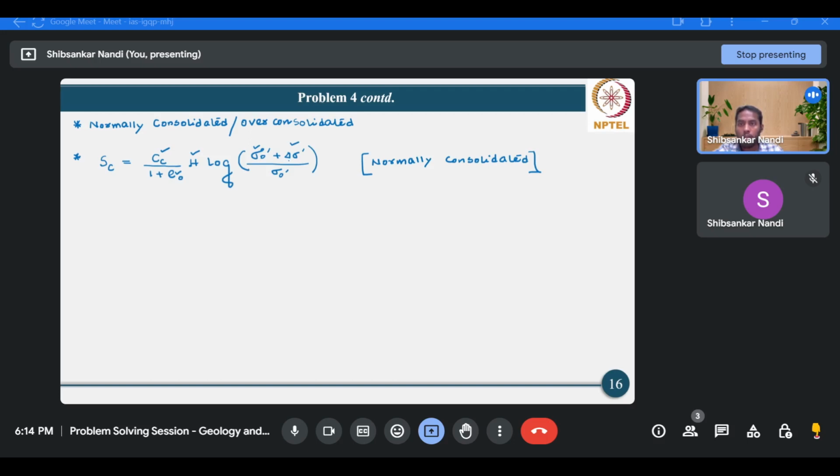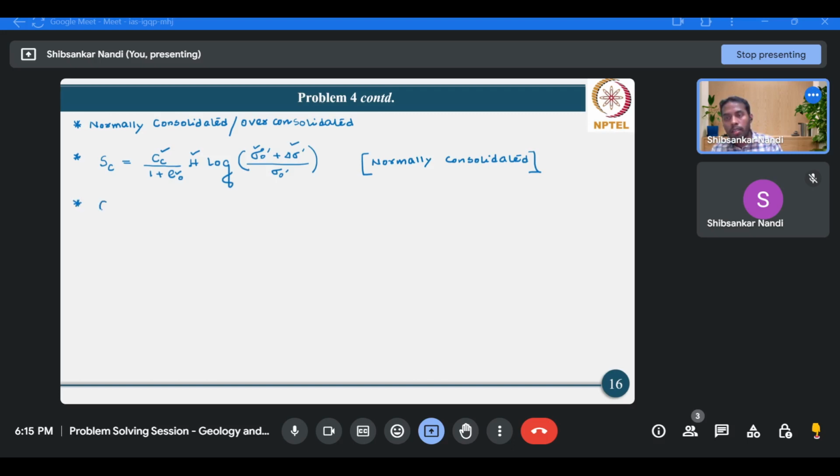This expression of consolidation settlement will be valid only for normally consolidated soil. If this is not the case, if the soil is over consolidated, then there will be some modification to this equation. We'll not go into that detail at this moment, because as of now we don't know what kind of soil it is. It will be better if we first identify the soil type, normally or over consolidated, then we'll discuss the same.